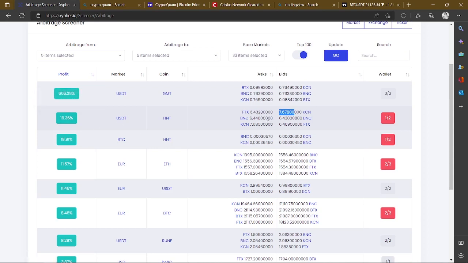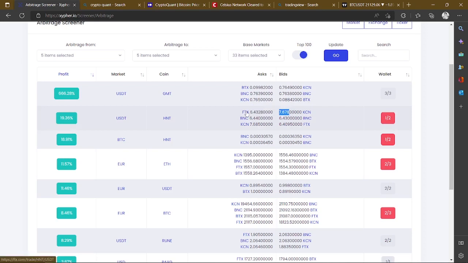We all know that FTX is one of the largest crypto exchanges, and KuCoin is as well, under the top 10 crypto exchanges right now. Just like Binance right here as well, you can actually buy from Binance and sell to KuCoin at this price. So let's verify if this is true or false.